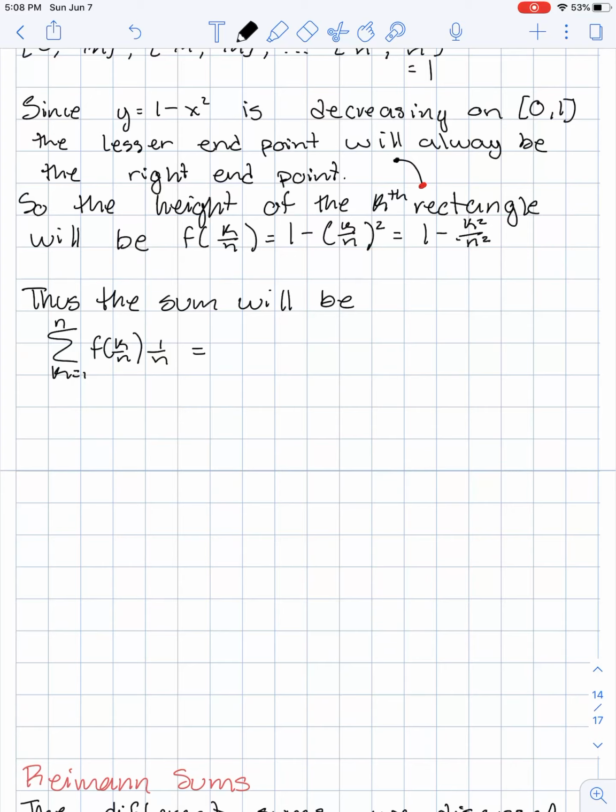Then the sum will be all of those added together. 1 over n is my delta x, and then I'm adding up each right endpoint height. So I'm going to plug in for f of k over n.